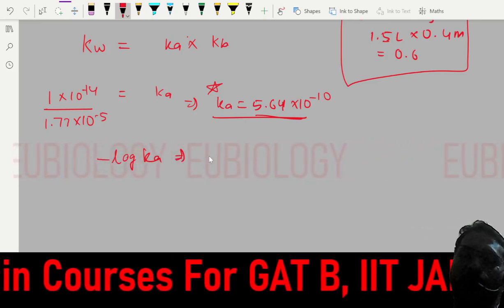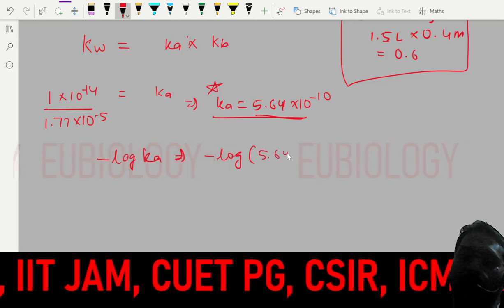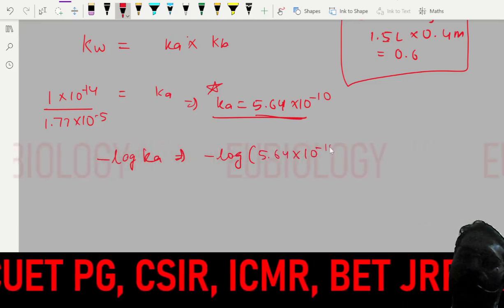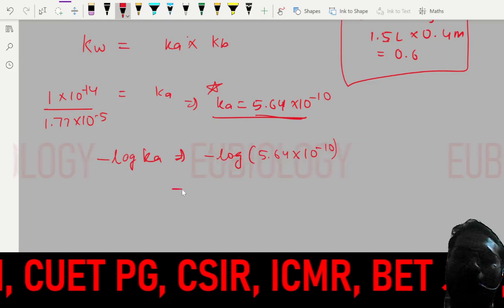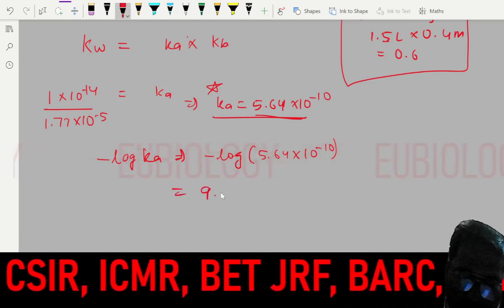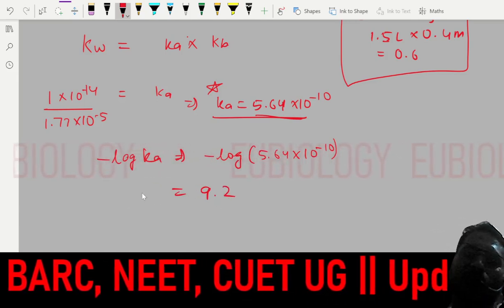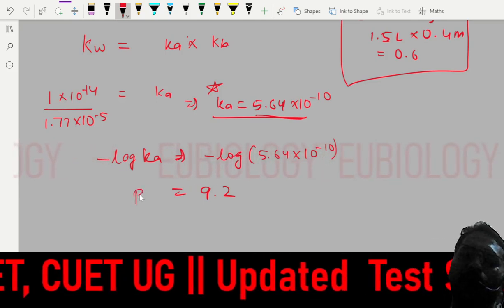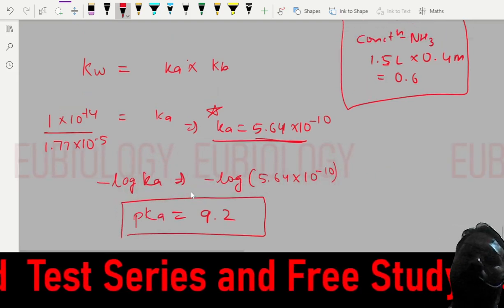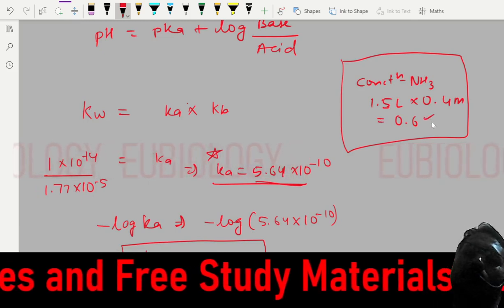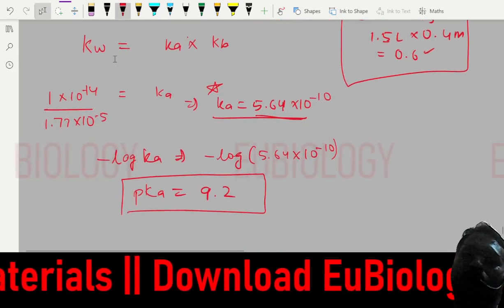So minus log of K is equal to how much? Minus log 5.64 into 10 power minus 10. How much it will be? For me, it is coming around 9.2. Is it coming the same for you? So this will be your pKa. Now you found the pKa. You found the ammonium concentration. You found the pH. So now we'll put these same things.